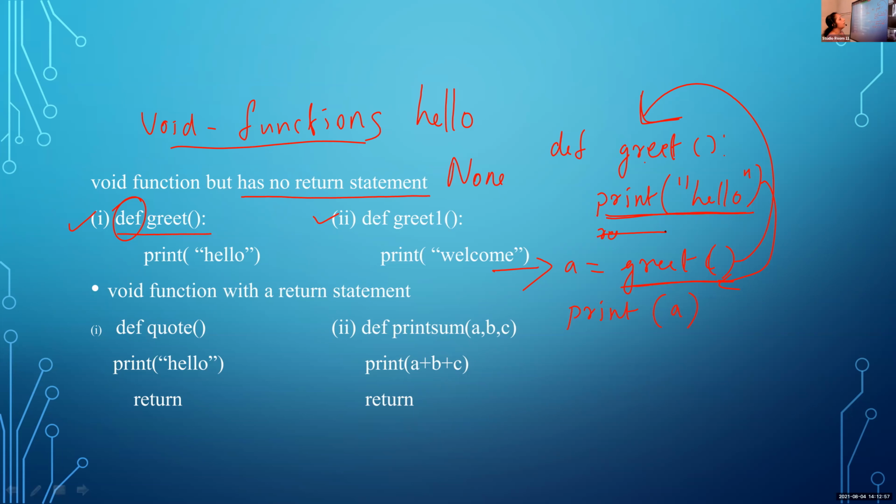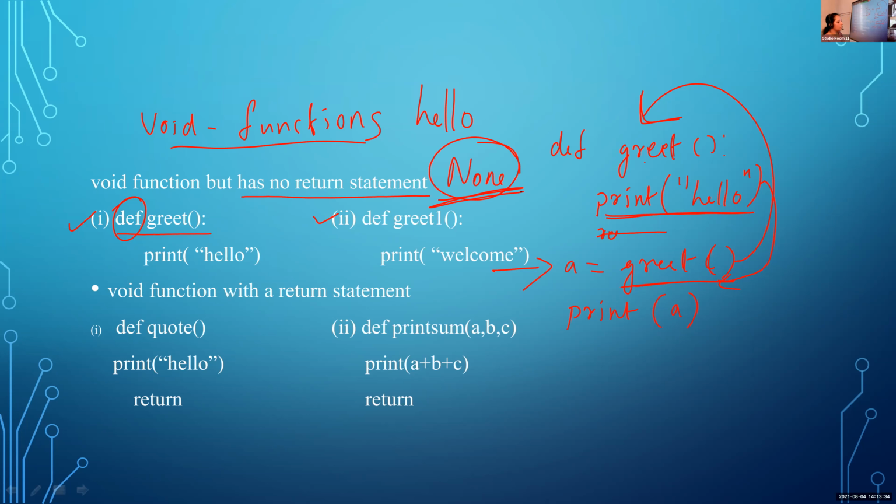Okay. So if we are using a void function, that is, a function with no return statement, the interpreter automatically returns one value, one empty value. That empty value is represented using None. None is the value used for representing empty value in Python. For representing empty value in Python, we are using the name None.